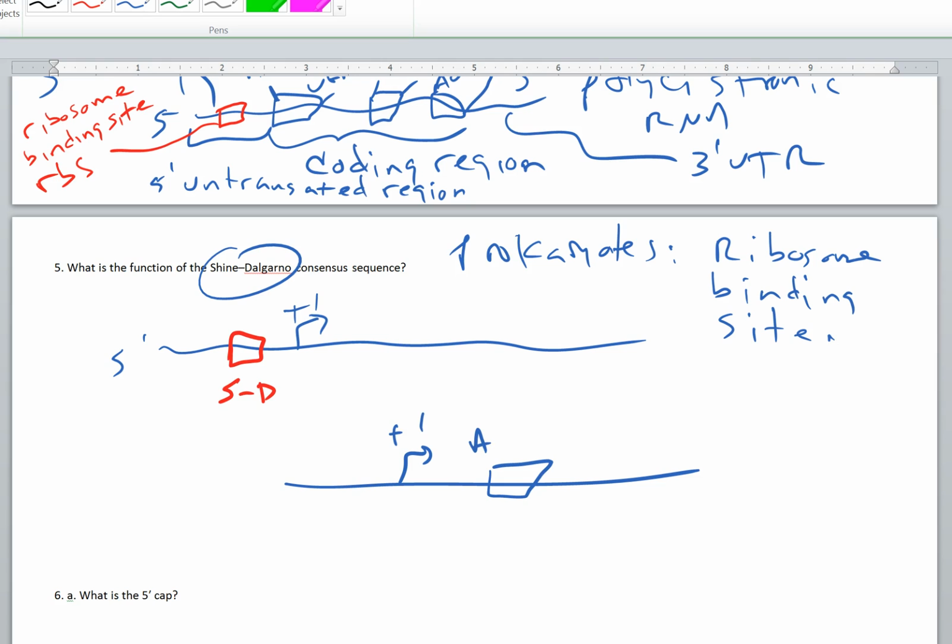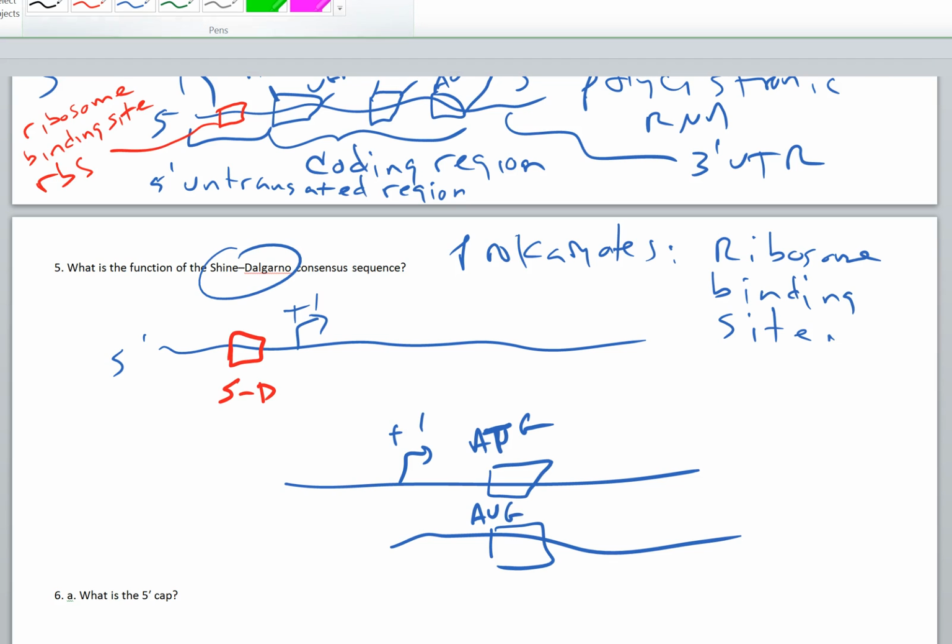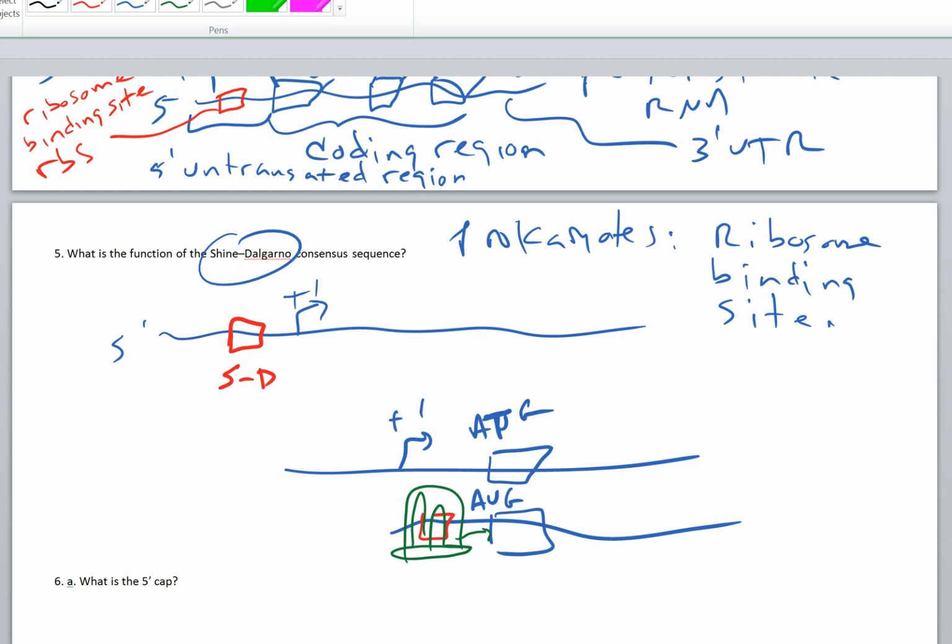If we have a start codon down here, and we make our RNA, so it would be ATG in DNA, AUG in RNA. When the ribosome comes in to translate this, it's going to lock on to that Shine-Dalgarno sequence and then move along to the start codon and start translating. So it's a ribosome binding site, which is exactly what it sounds like. It's a site where the ribosome binds.